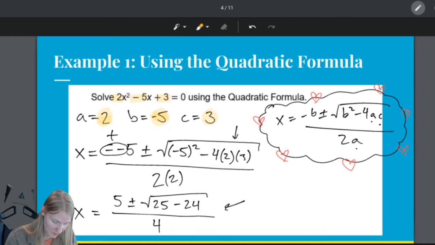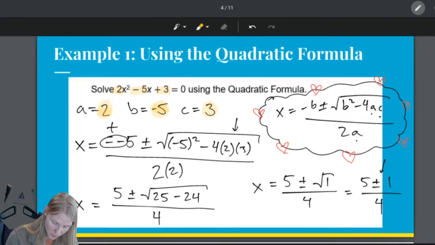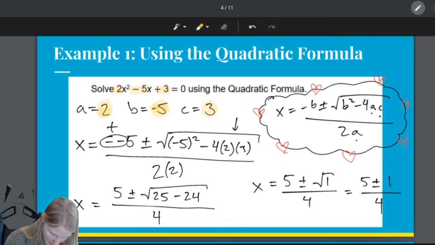I can make this look even better. So I have x equals 5 plus or minus 25 minus 24 is 1, over 4. And then wait a minute, the square root of 1 is 1. So now I have 5 plus or minus 1, all over 4. And remember, like I told you last lesson, anytime we have this plus or minus right here, we're going to want to split it into 2 different equations. So I have x equals 5 plus 1 over 4, and x equals 5 minus 1 over 4.